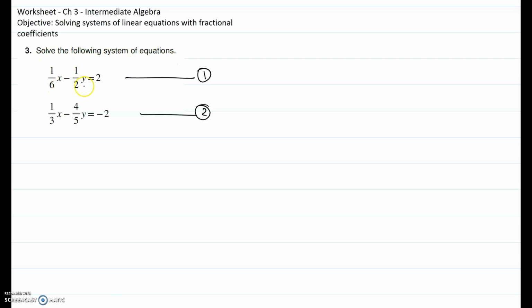1/6 of x minus 1/2 y equal to 2. 1/3 of x minus 4/5 of y equal to negative 2. Just for convenience, we will call these equations equation 1 and equation 2.